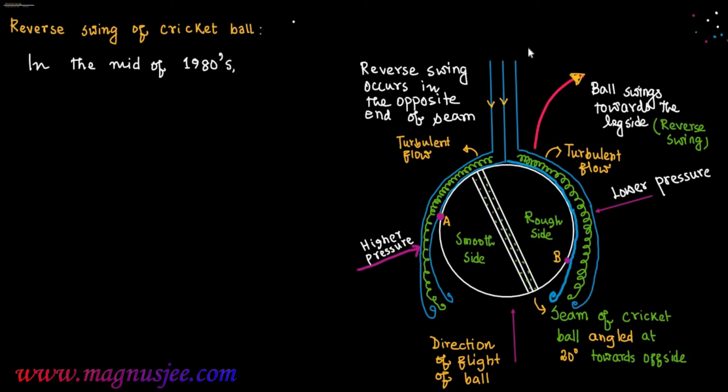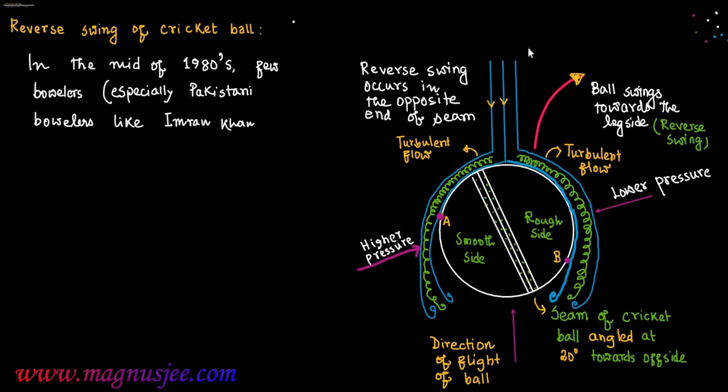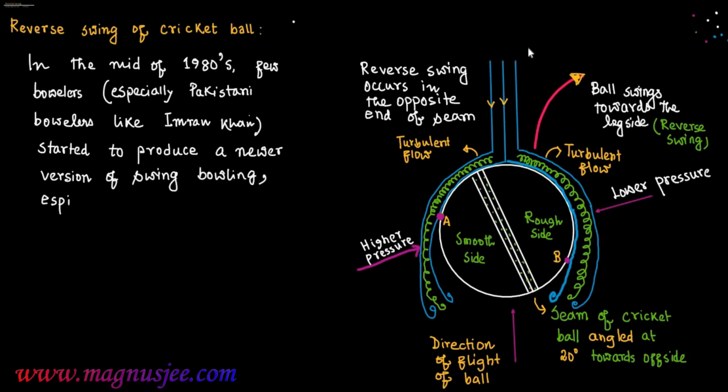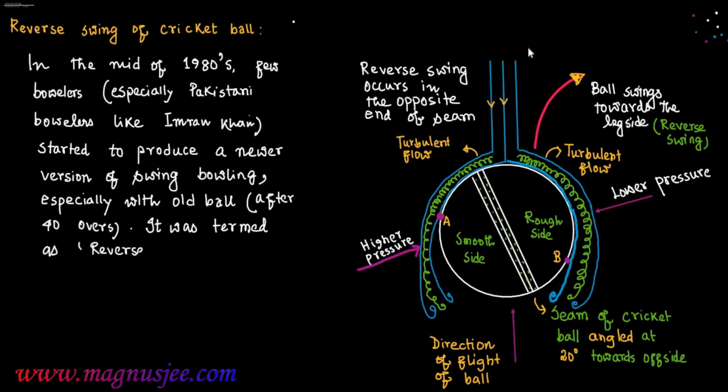In the mid of 1980s, few cricket bowlers, especially Pakistani bowlers like Imran Khan, Wasim Akram, started to produce a newer version of swing bowling, especially with the old ball after 40 overs.